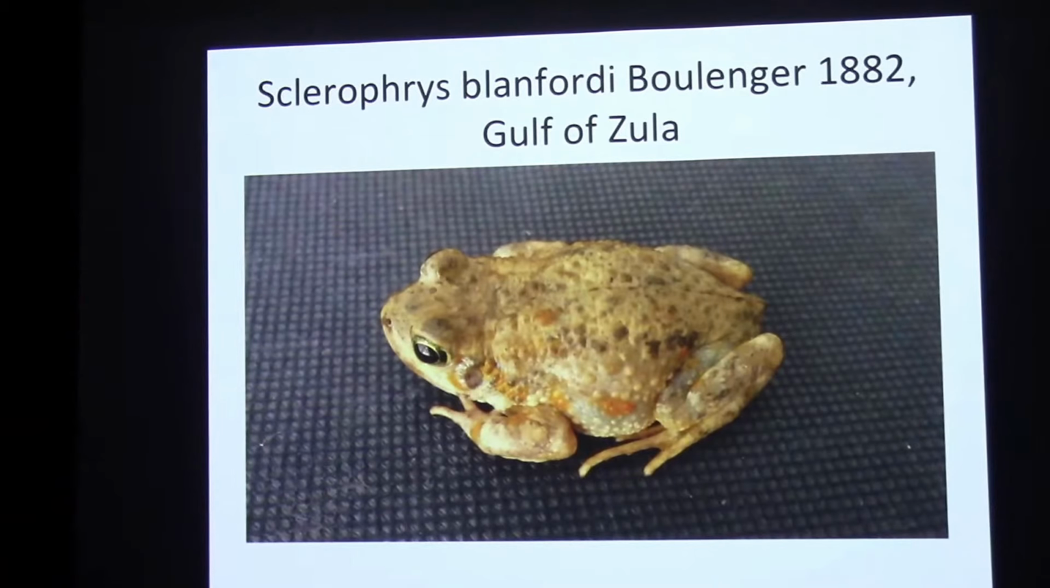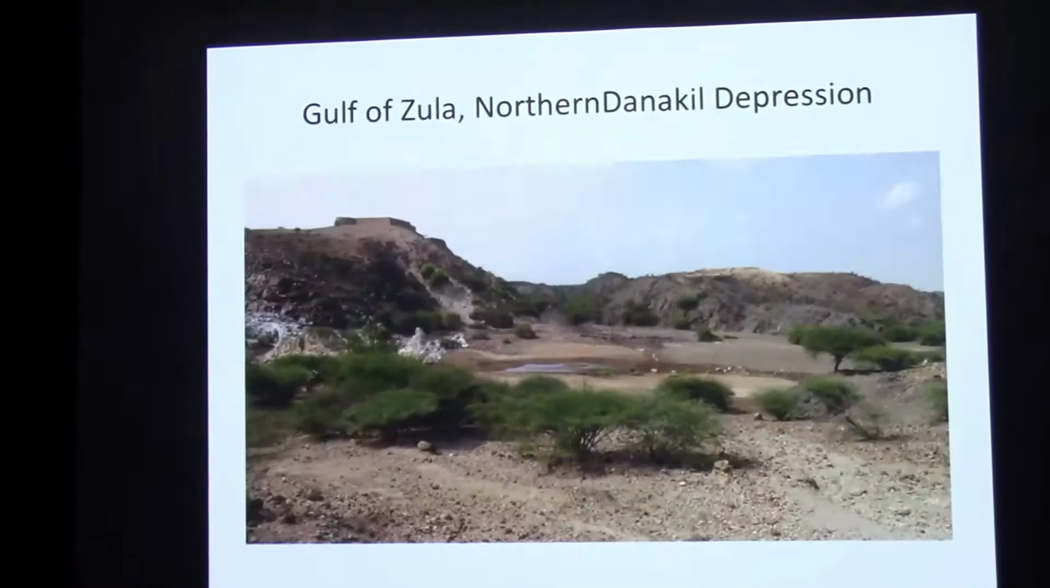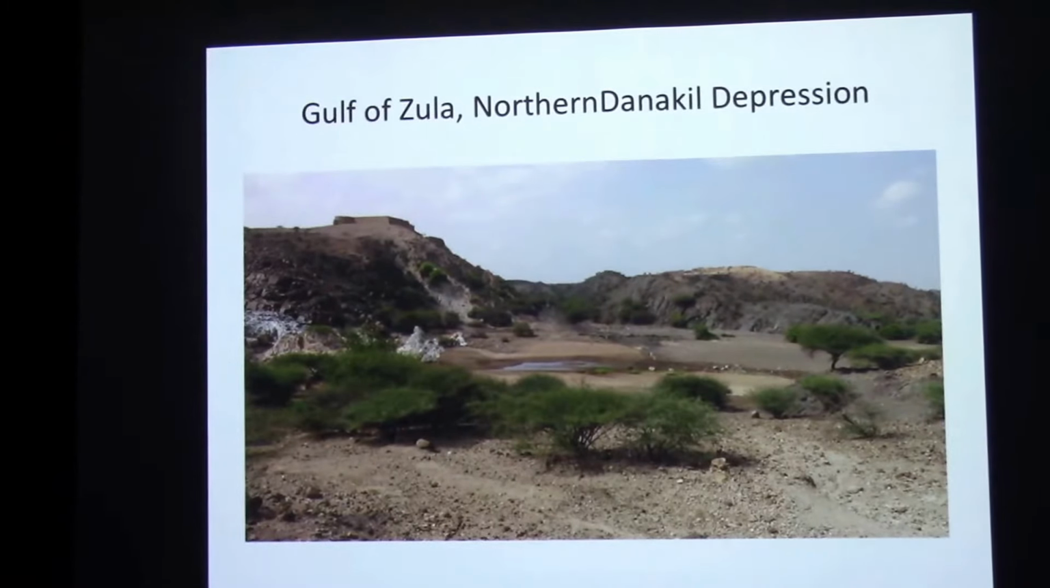I went to the Gulf of Zula and found several wetland areas, small oases. The Gulf of Zula is actually in the Danakil Depression, but there are some wetland areas, permanent springs in the northern Danakil Depression. And this is a wetland area. It's spring-fed, and it goes out here and then dries up. And the Blandford toad, again, is another one. The type locality, we now have specimens from the type locality.